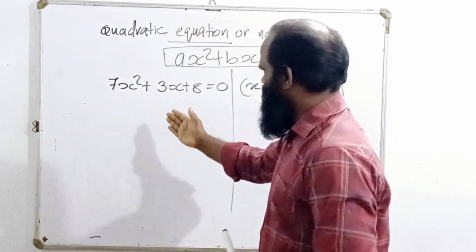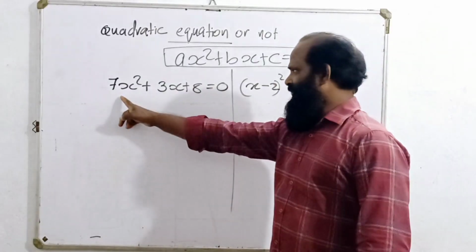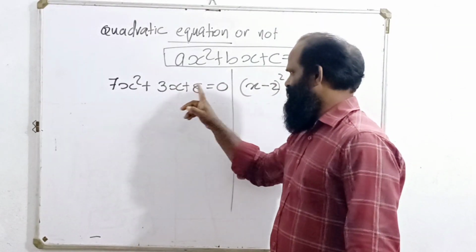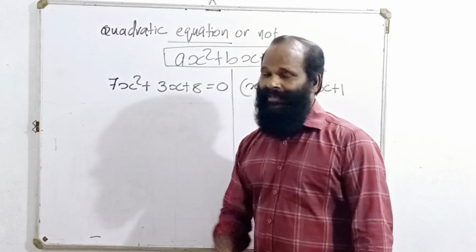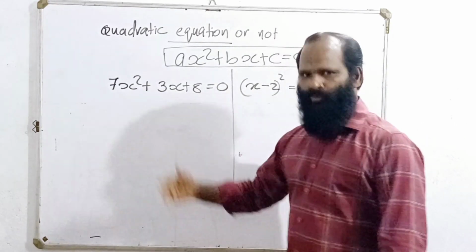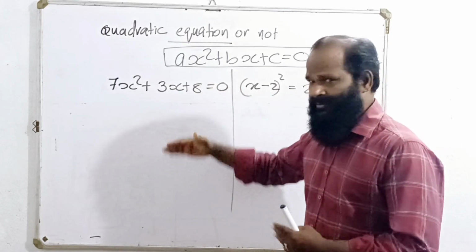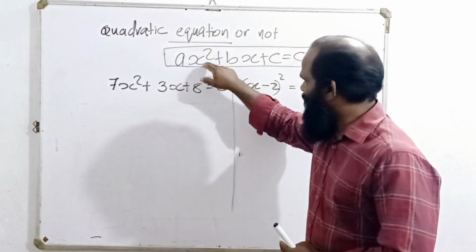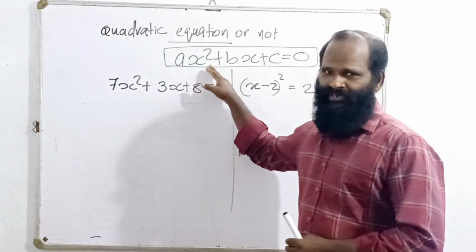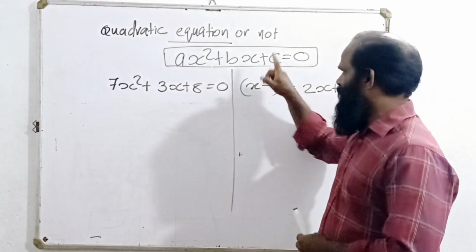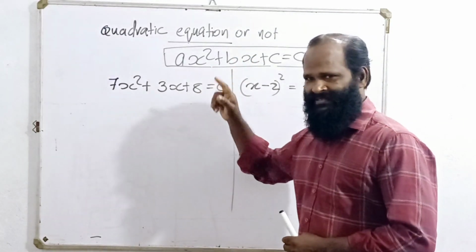We have an example here. Look at this. 7x square plus 3x plus 8 is equal to 0. Is this expression a quadratic equation? Let us compare this given equation with the standard form. I told you in one of the videos about the standard form of a quadratic equation. This is the standard form. ax square plus bx plus c is equal to 0.